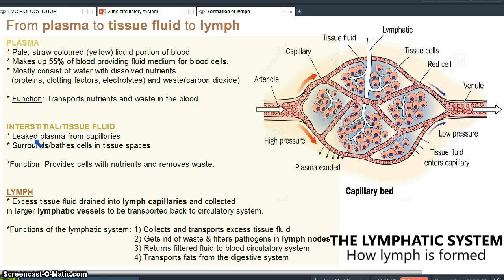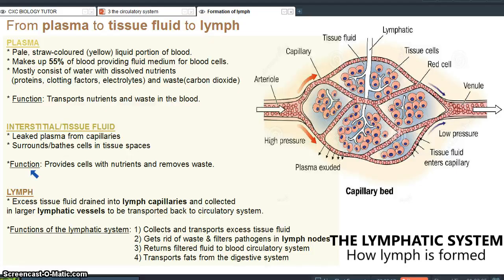The tissue fluid is going to be leaked plasma from capillaries, because capillaries are small, thin-walled blood vessels, but they have tiny gaps where the plasma in the blood can leak out of the capillaries. Once that plasma leaks from the capillaries, it is known as tissue fluid. This tissue fluid surrounds and bathes the cells in our tissue spaces. The function of the tissue fluid is to provide cells with nutrients and remove waste. So the tissue fluid surrounds all of our cells, providing them with nutrients and removing any waste that the cells would have produced.